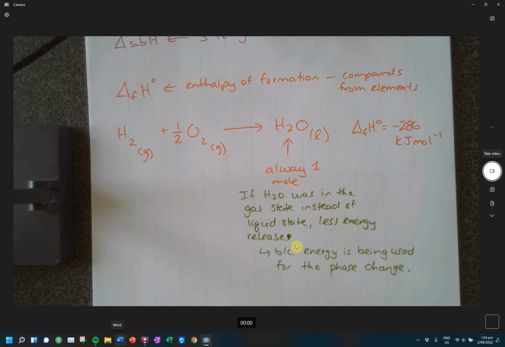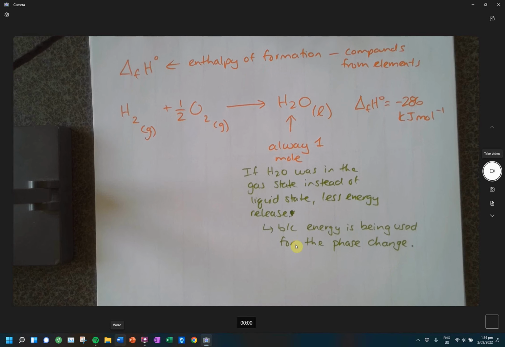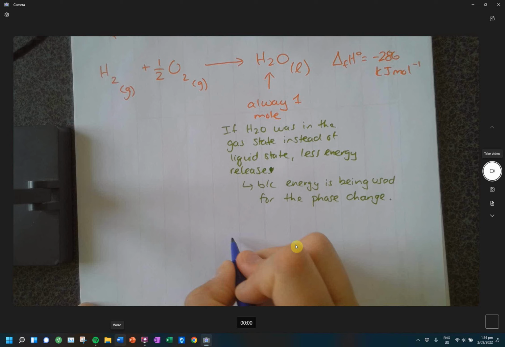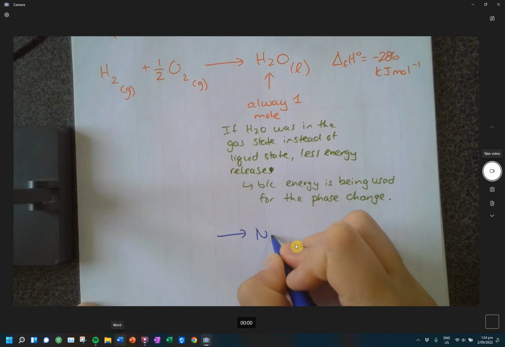Do you want me to write down some practice problems or just keep going? Maybe like one. One? Okay. Do you want a hard one or an easy one? Medium. Medium? Okay, I'm just trying to think which one's a medium one. All right, here's another example. Formation of sodium chloride.